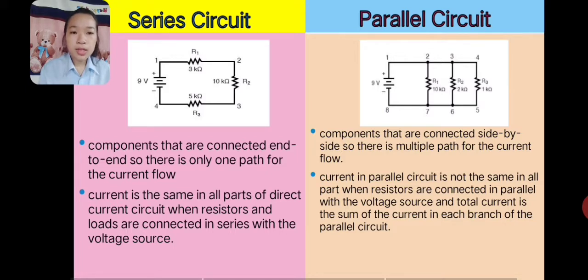For the series circuit, the current is the same in all parts of a direct current circuit when the resistors and the lamps are connected in series with the voltage source. However, the current in the parallel circuit is not the same in all parts when the resistors are connected in parallel with the voltage source, and the total current is the sum of the currents in each branch of the parallel circuit.